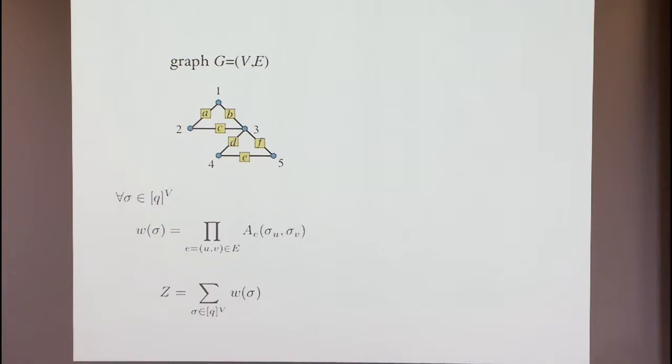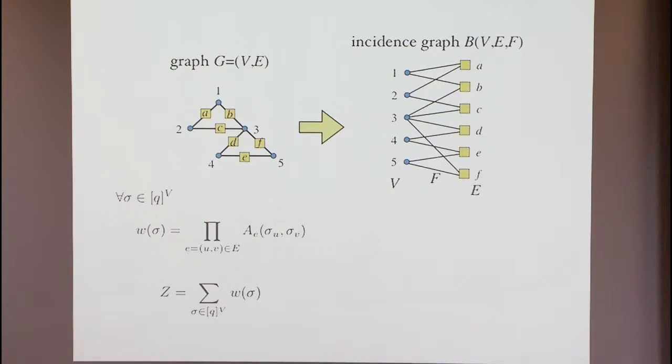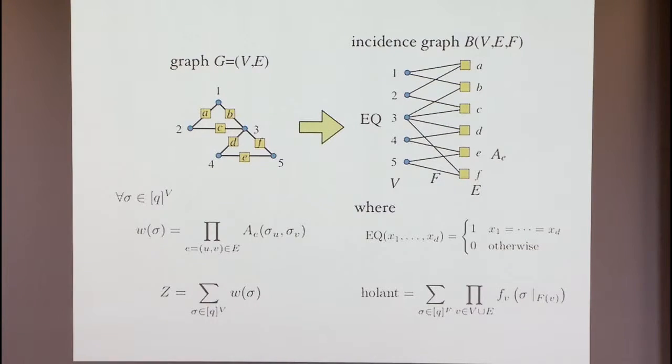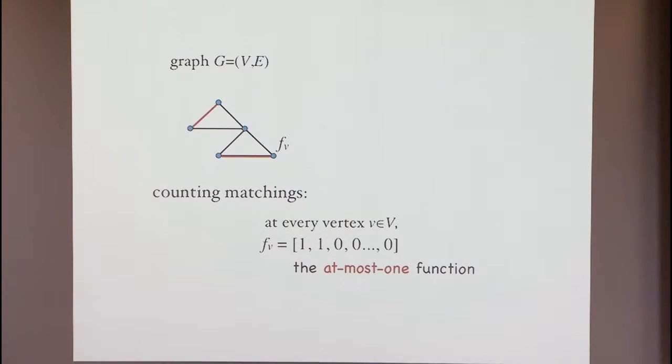In fact, it is well known that a spin system can be represented as a Holant in the incidence graph, with equality signature on the vertex side and the binary constraint on the other side. In this way, Holant can simulate any CSPs. And so this is counting matchings. It's a typical Holant problem.